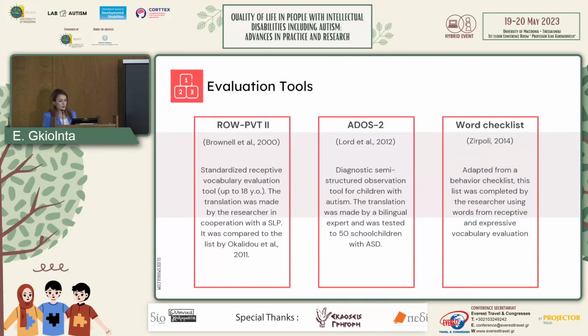The evaluation tools were 3. The first one being ROWPVT. Its full name is the Receptive One-Word Picture Vocabulary Test, number 2. It's a standardized receptive vocabulary evaluation. The translation was made by the researcher in cooperation with a speech-language pathologist. And the ADOS-2, which is a diagnostic semi-structured observation tool for children with autism.